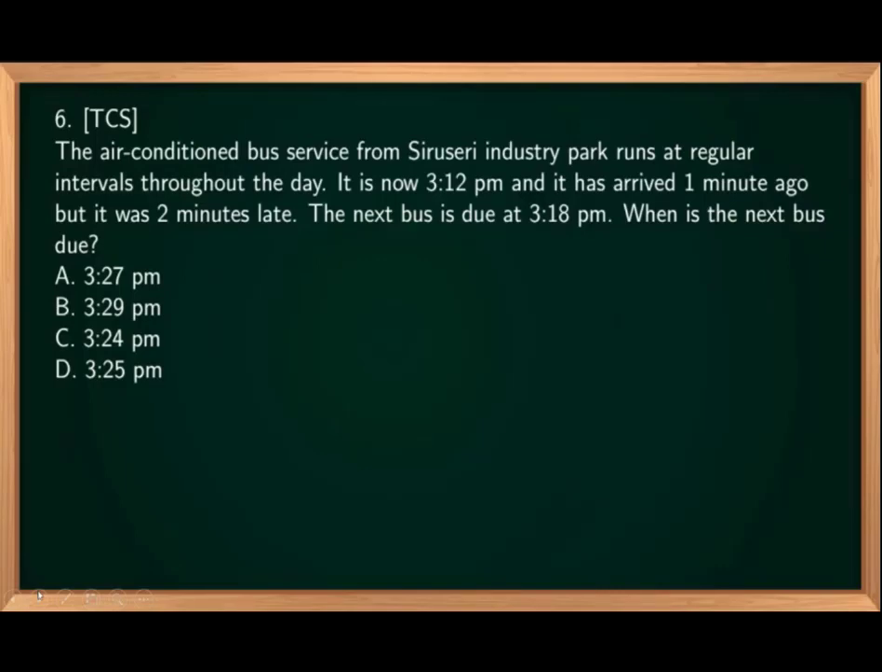In the question, it's told that it is now 3:12 p.m. That is, present time is 3 hours 12 minutes, and it has arrived 1 minute ago. That means arrived time is 3:11 p.m. and it was late by 2 minutes. So actual time is 3 hours 9 minutes.